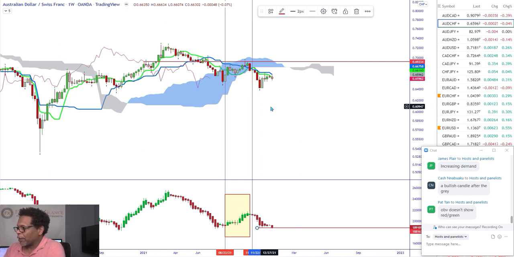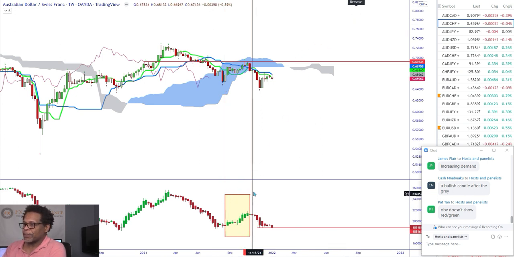OBV doesn't show red or green. No, it doesn't. But you don't need it to show you red or green. You just need to see the direction. That's the direction of the money, the smart money. OBV is going to show you the same direction that I'm showing you. That's why I showed you that in the beginning, so you would see that and understand that. So therefore, you're seeing the exact same thing that I'm seeing here, except I'm seeing these candles.